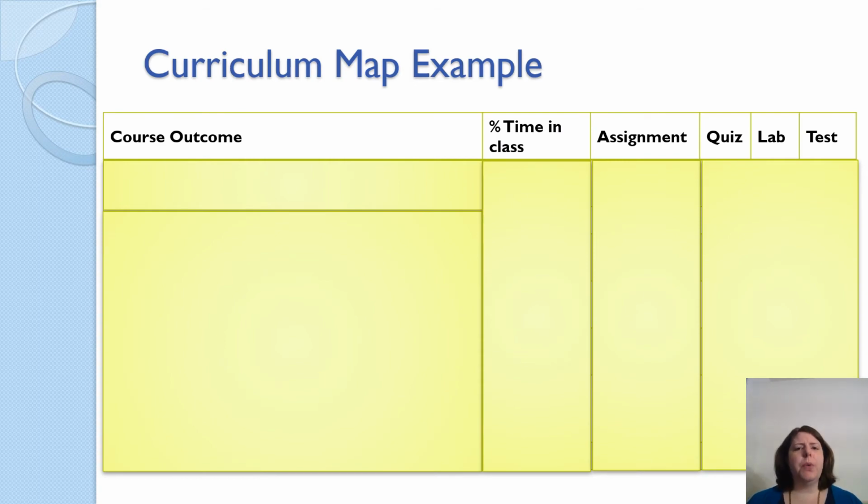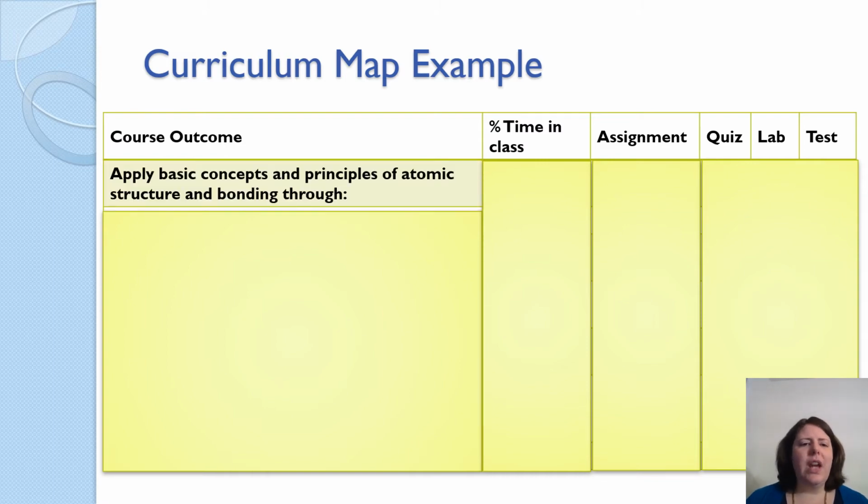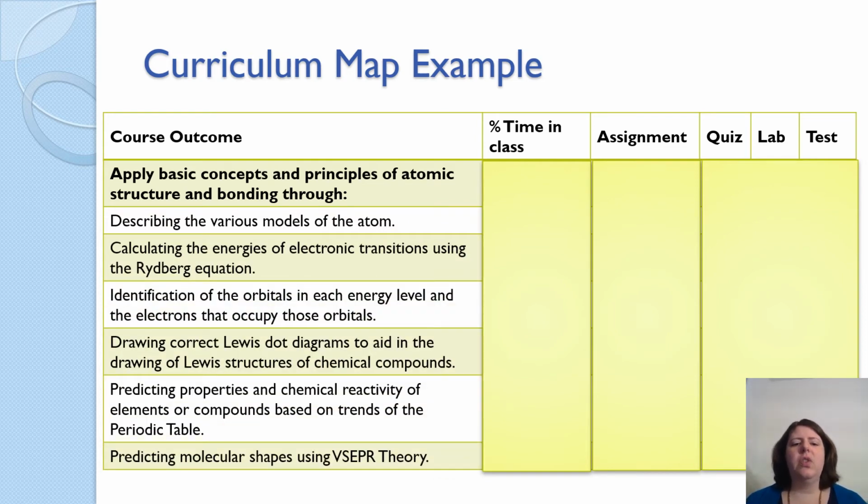So a good example of a curriculum map is one I actually did on one of my chemistry course outcomes. So here's the outcome, and it's okay if you don't understand the outcome, but I just want to show you what it looks like once I've mapped it out. So my outcome is apply basic concepts and principles of atomic structure and bonding through, and then I have some different outcome statements that the students should be able to accomplish that relate back to that.